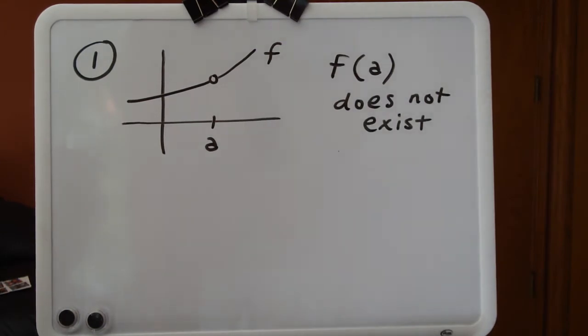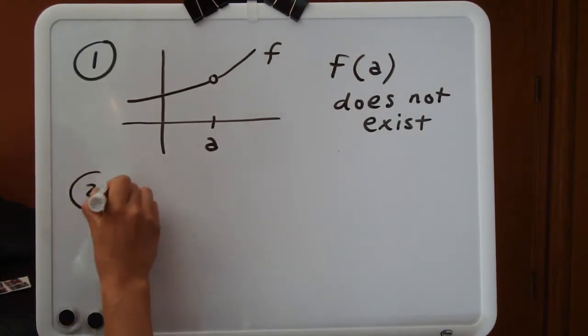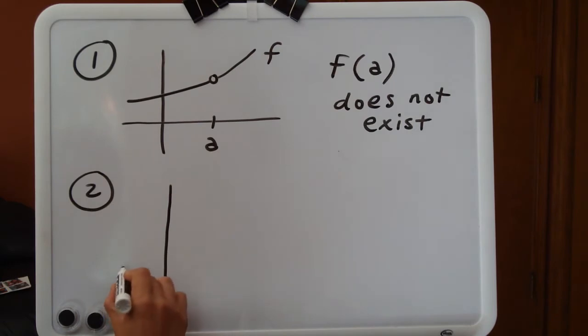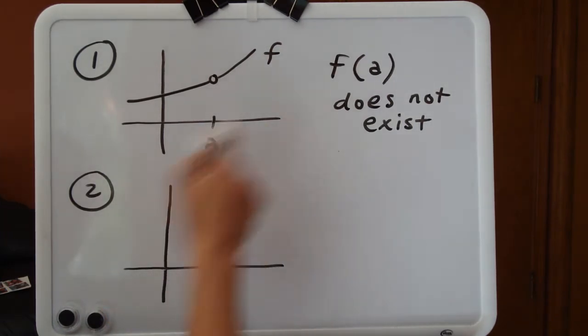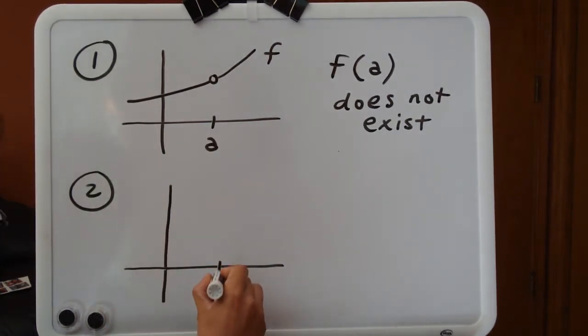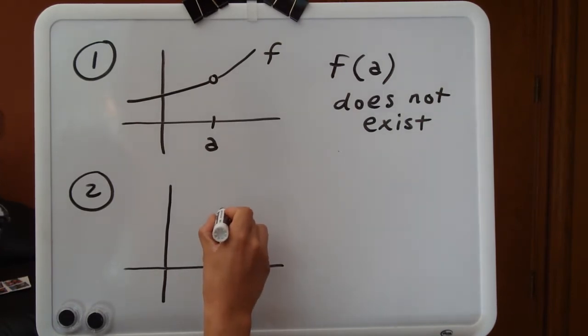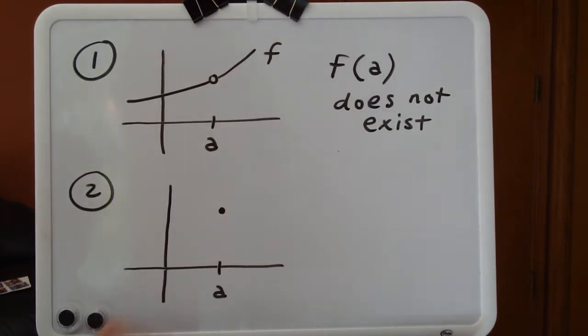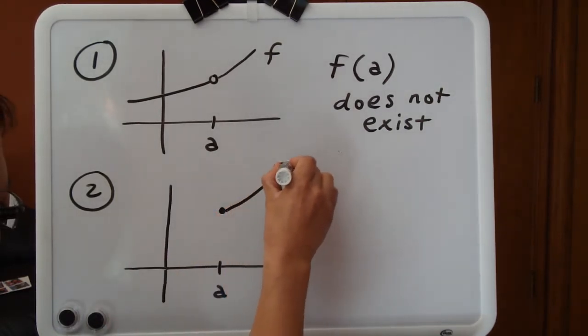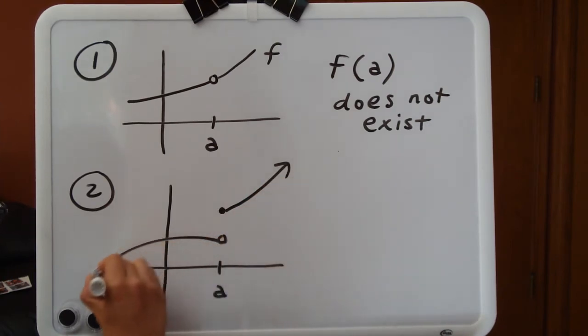Okay, so what we're going to do is look at more pictures where the functions are still discontinuous, but we're going to fix the first condition here. So in order to do this, I'll draw a picture here where this is covered, right? Where f of a does exist. So I'll put a dot right here, and then that will take care of that. And so I'll draw the function like this. So this is a new function.